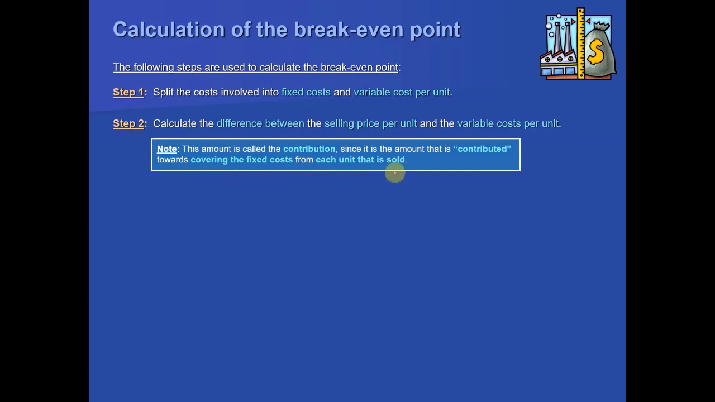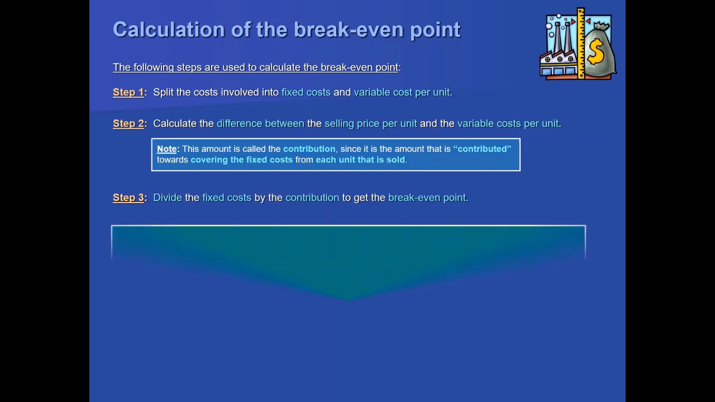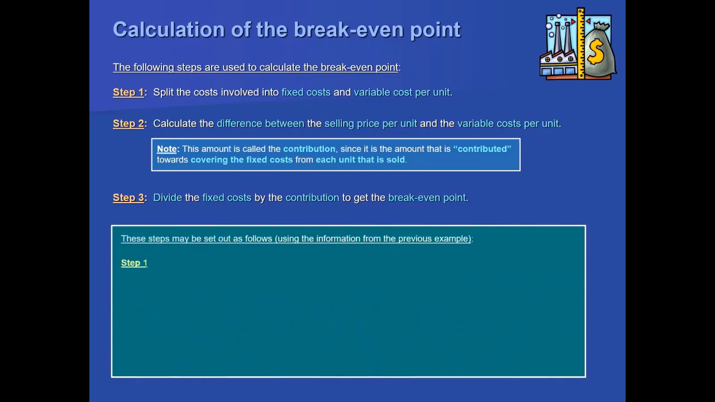So it's basically the selling price minus the variable cost gives the profit per unit, and that profit we need to see how many times it goes into the fixed costs, because how many times it goes into the fixed cost will be the break-even point. So the third step is therefore to divide the total fixed cost by the contribution to get the break-even point.